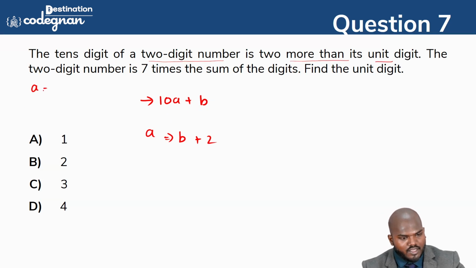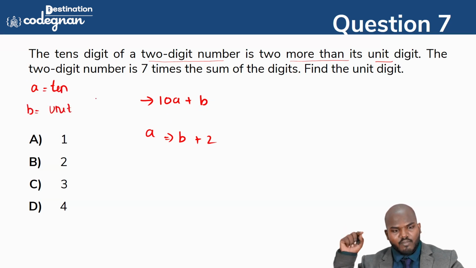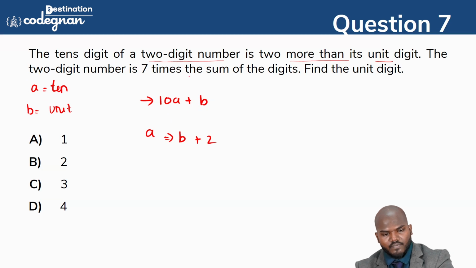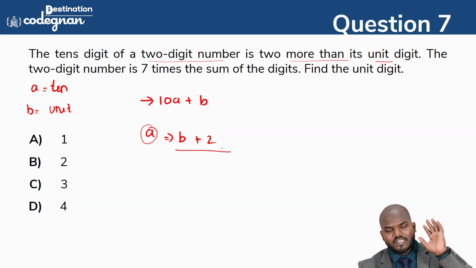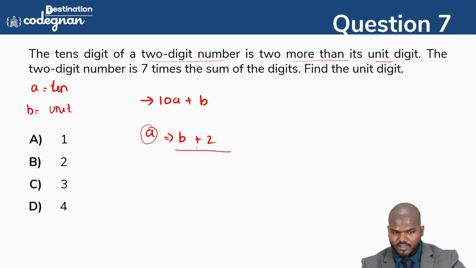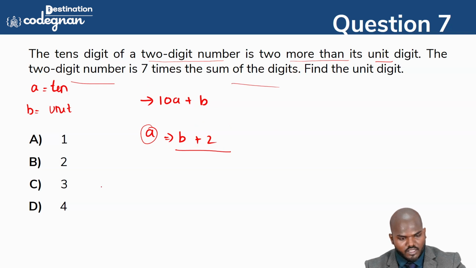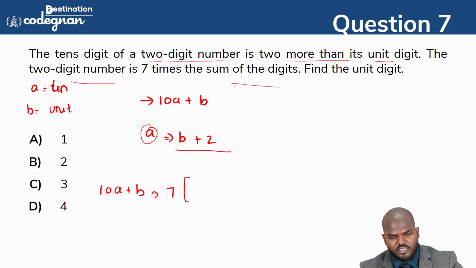If A is the tens digit and B is the unit digit, that's what they are mentioning here. The tens digit is 2 more than the unit digit. Tens digit means A, and 2 more than the unit digit means B plus 2. Once you deal with this, they are saying the 2-digit number is 7 times the sum of the digits. So the 2-digit number we can call 10A plus B is equal to 7 times the sum of the digits. Sum of the digits means A plus B.